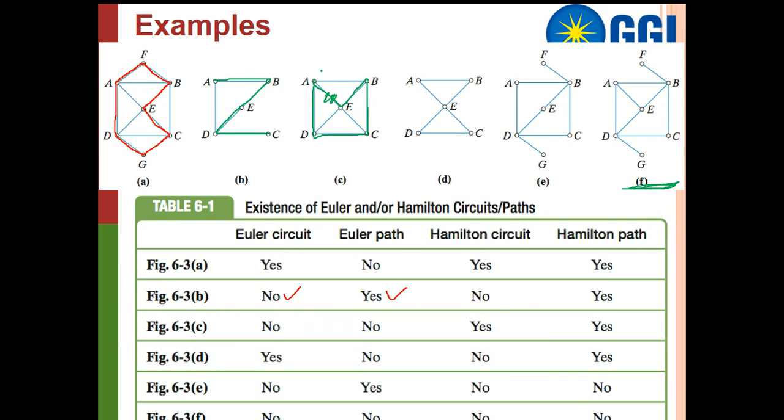So let's start from F. We go to B, B to A. Let's suppose from A to E, E to D. Now, either we can go to C or we can go to G. If we go to C, then we cannot travel to G. And if we travel to G first, then we cannot travel to C. So this particular graph does not have a Hamilton path.